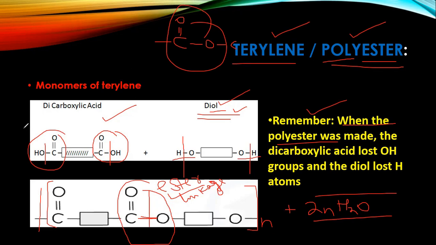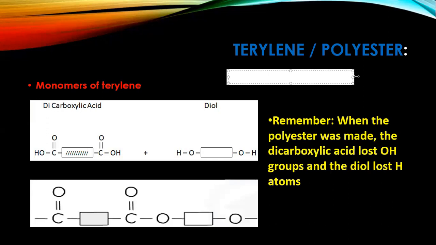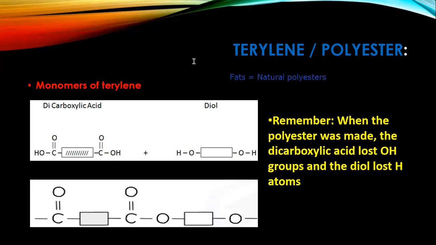So terylene is an artificial polyester, right? Terylene is an artificial polyester. And again, an examiner asks a question: name a natural macromolecule which contains the same linkage as in terylene. That natural macromolecule is fats. So fats are natural polyesters. Fats are natural polyesters, remember. I hope you got it.